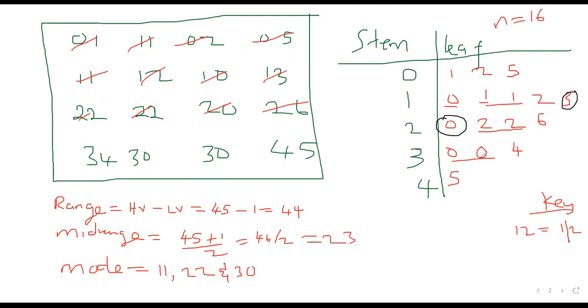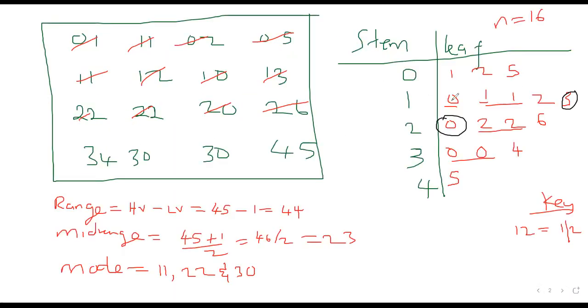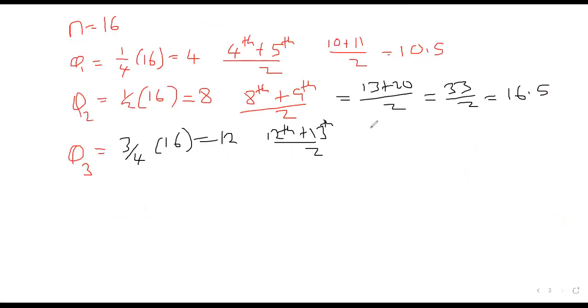it's supposed to be 12 and 13. 1, 2, 3, 4, 5, 6, 7, 8, 9, 10, 11, 12, and 13. What two numbers are these? 26 and 30. 26 and 30, correct. 26 plus 30 divided by 2. 56 divided by 2, which is what? 28.